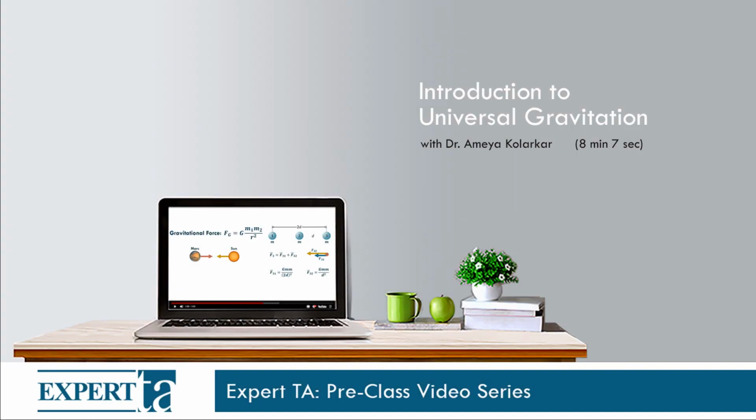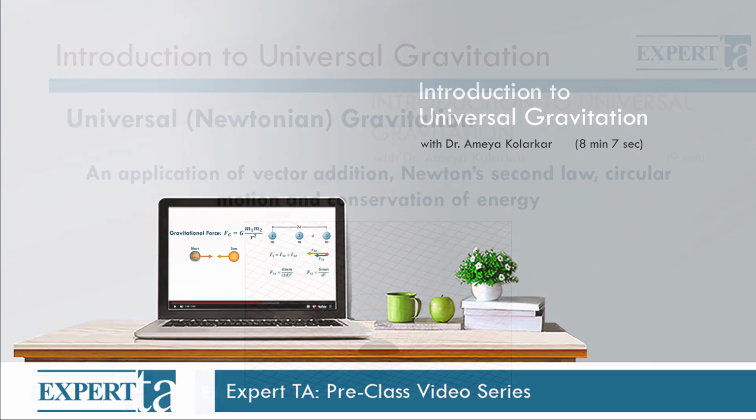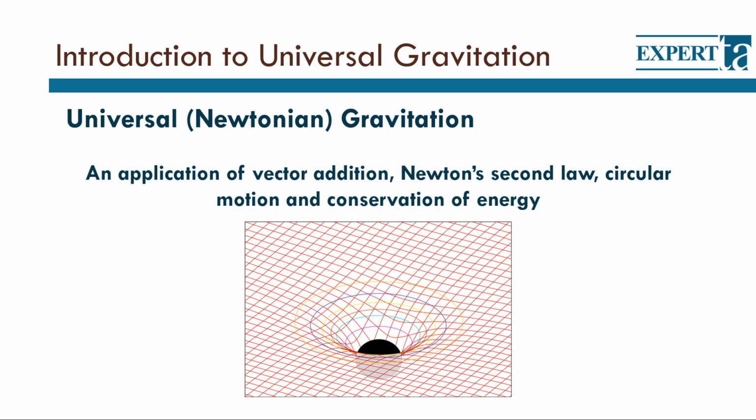So today we are going to look at universal gravitation. It's called universal because gravity is everywhere in the universe that we know of, and it's the exact same as what we see here on Earth. And this is the special form of gravitation called Newtonian gravitation, which is what Newton came up with.